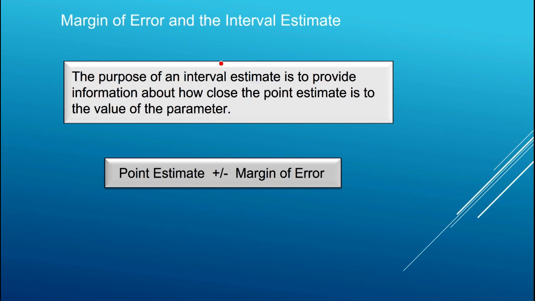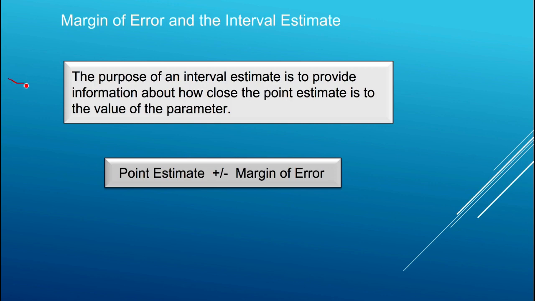The purpose of adding this margin of error is to provide information about how close or how accurate our point estimate is. The wider the margin of error, the less certain we are about our point estimate. There are a number of factors that can lead to a larger margin of error. Chief among them is sample size. So all else equal, typically a larger sample size will allow us to get more precise point estimates, and it will narrow down the margin of error.